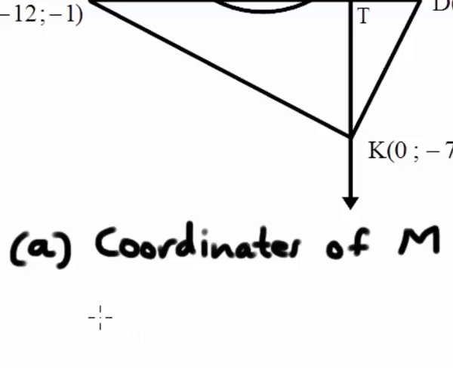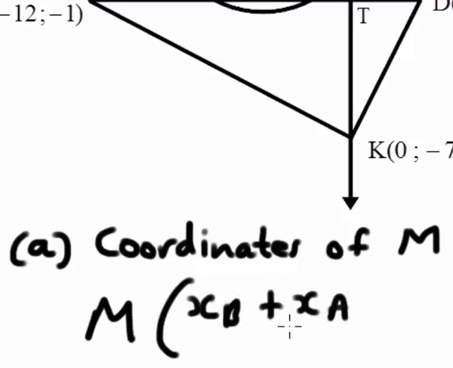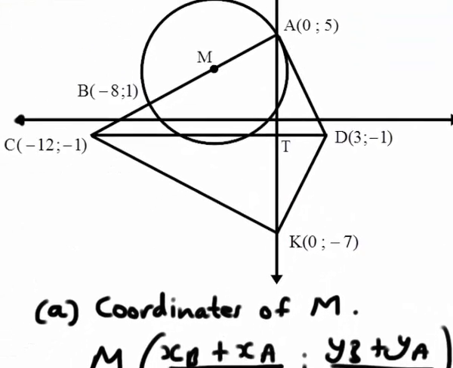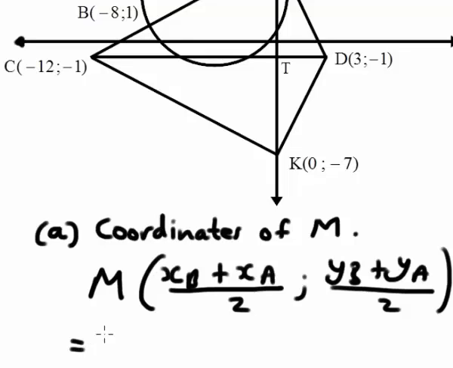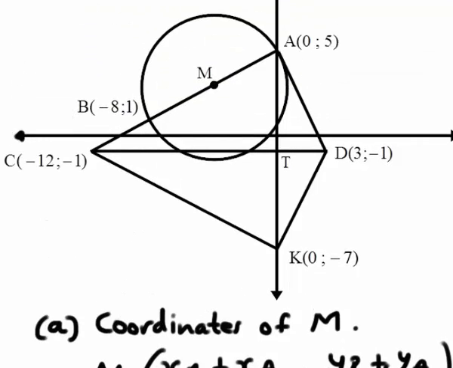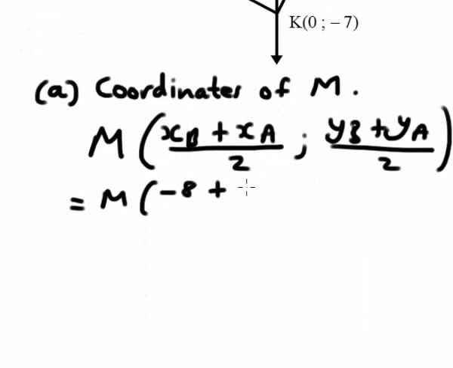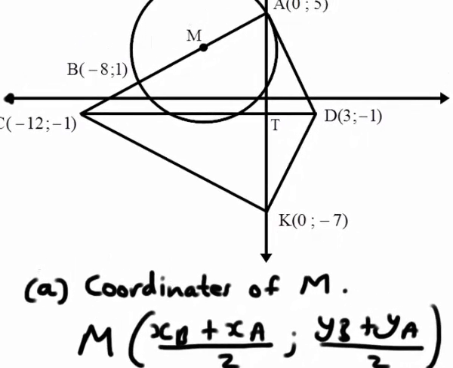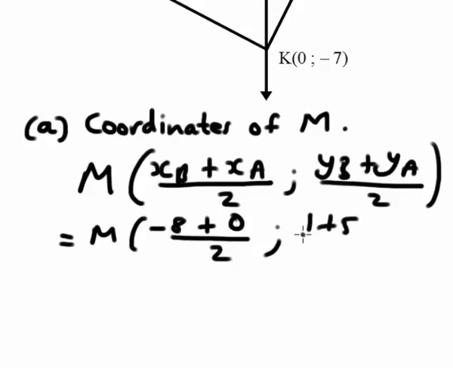Well, the midpoint M would be the x of B plus the x of A divided by 2, and the y of B plus the y of A divided by 2. So let's add them up. The x of B is negative 8, plus the x of A is 0, so it'll be (-8 + 0) over 2, and then the y of B is 1, plus the y of A is 5, so it's (1 + 5) over 2.